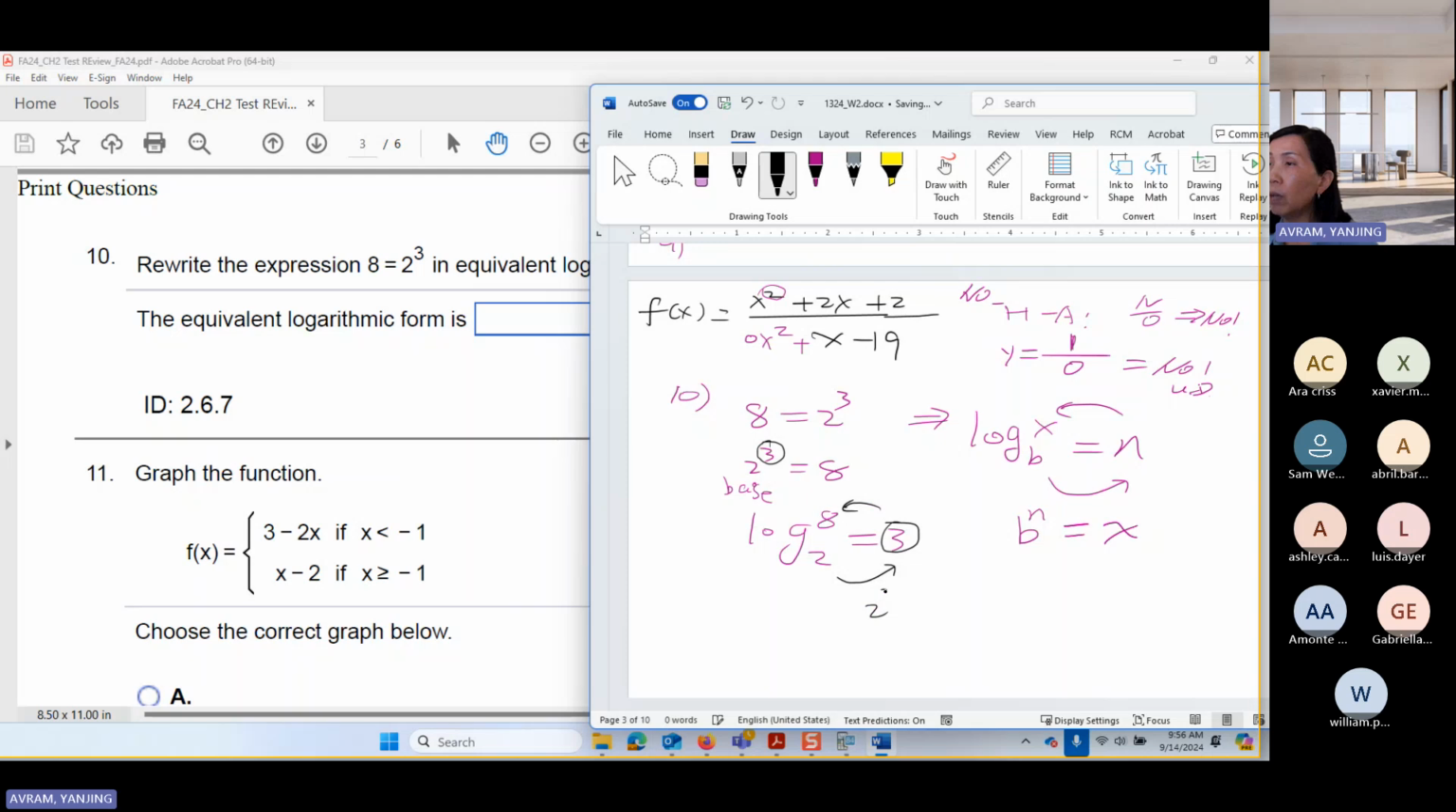2 raised to the power of 3 equal to 8. Start with 2, and then you go to the right hand side, make a circle. 2 raised to the power of 3 equal to 8. All right, so the base stays the same. Base is 2 here, base is also 2 here. So 2 raised to the power of 3 equals 8, and then log base 2 of 8 equals 3.